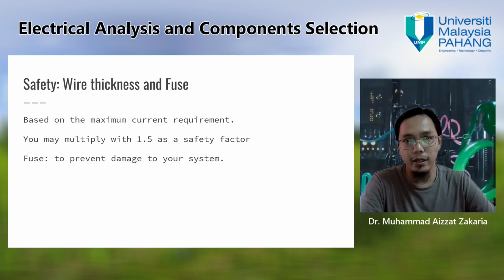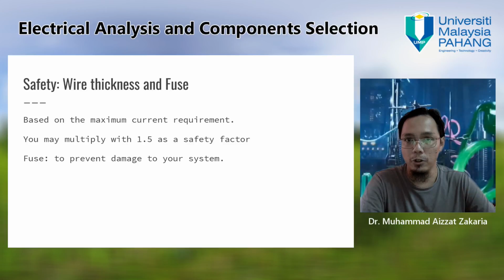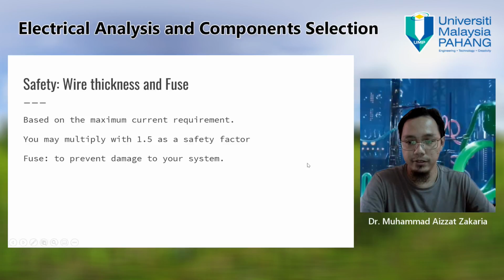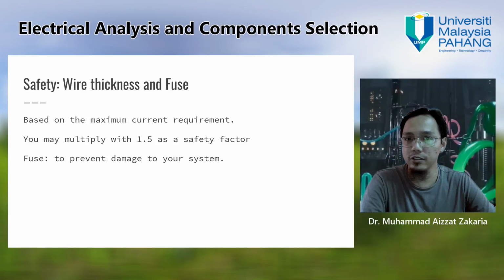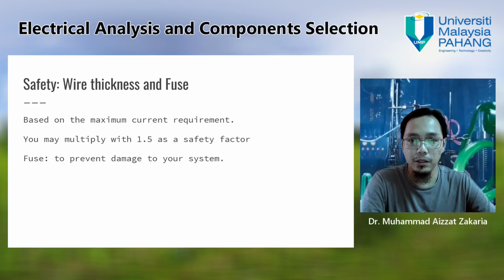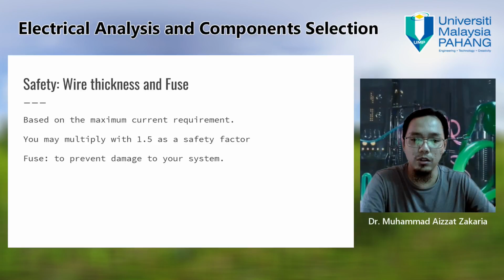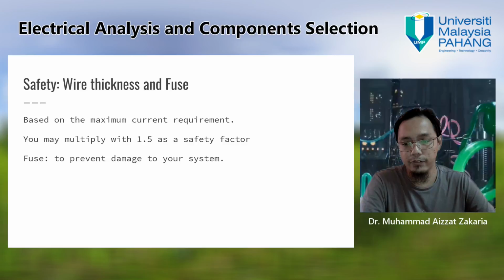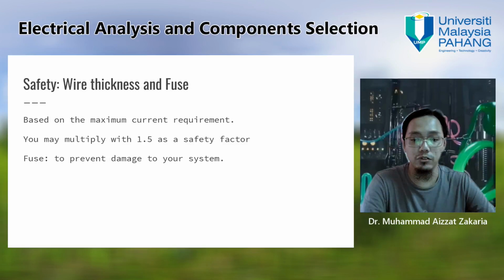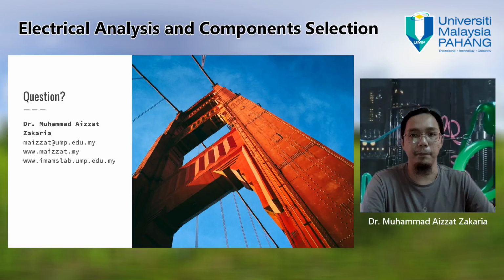I would like to remind again, safety is very important when we are doing any project. I would like to emphasize again that the wire thickness and the fuse must be properly calculated based on the maximum current requirement. For example, if you estimate your system is 2 amperes of current, you can multiply by 1.5 for the wire thickness as a safety factor, and the fuse is to prevent damage to your system.